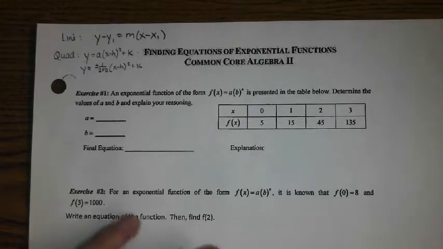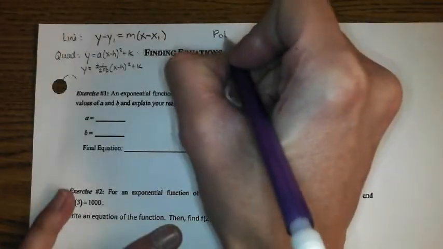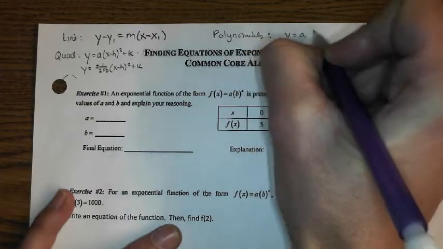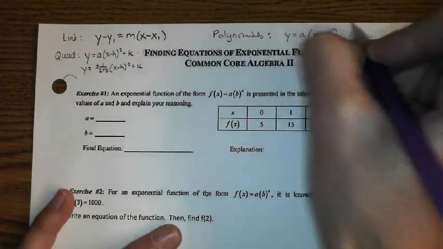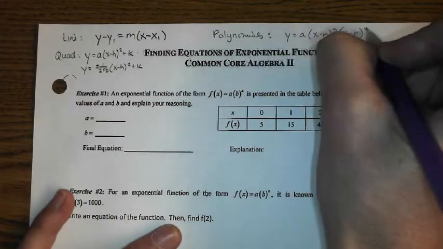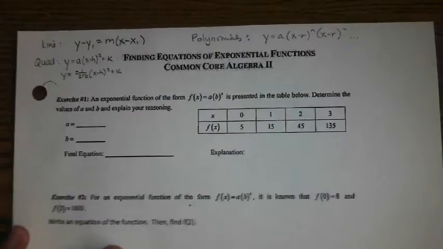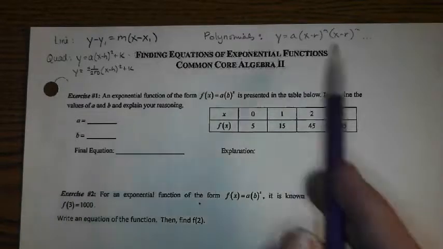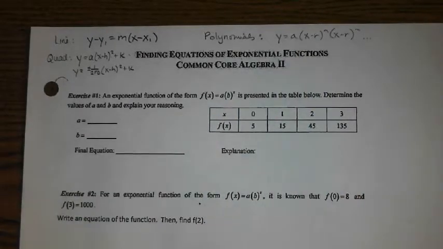We've written equations of polynomials, and that's our y equals a, x minus r with a multiplicity, x minus the root with a multiplicity, and so on. So if we just know all of our roots and then know one other point, we can plug in the point and then find a. Okay?